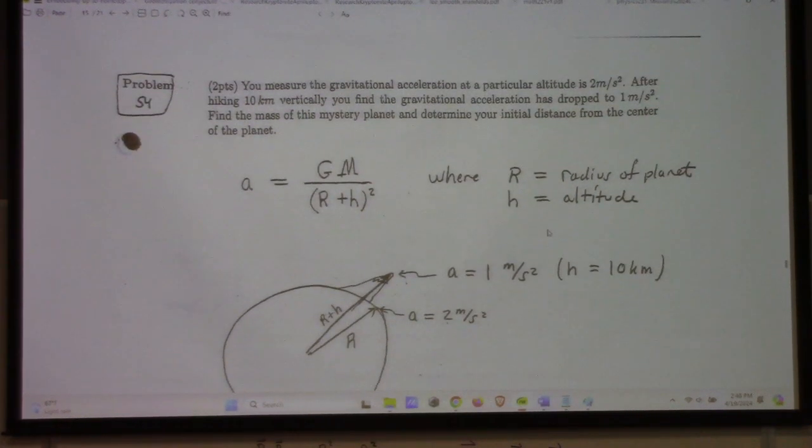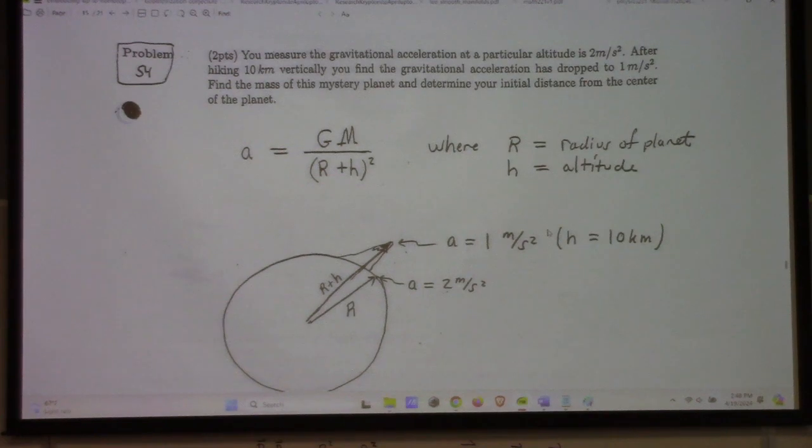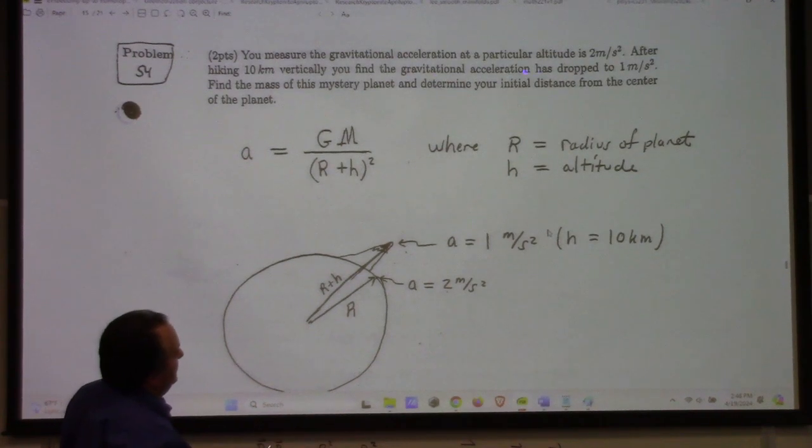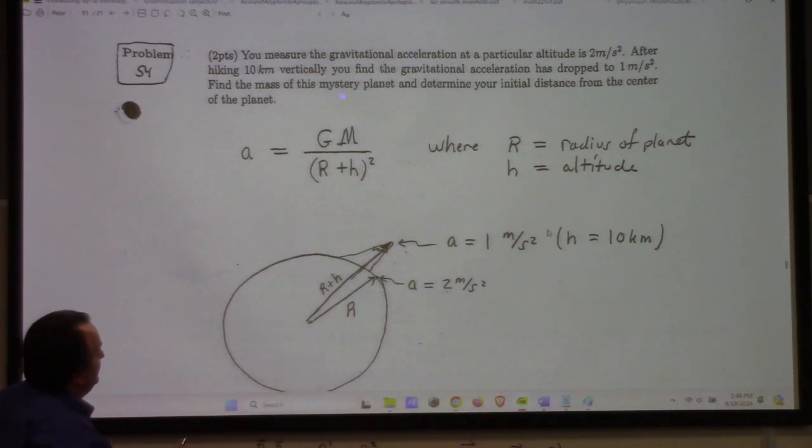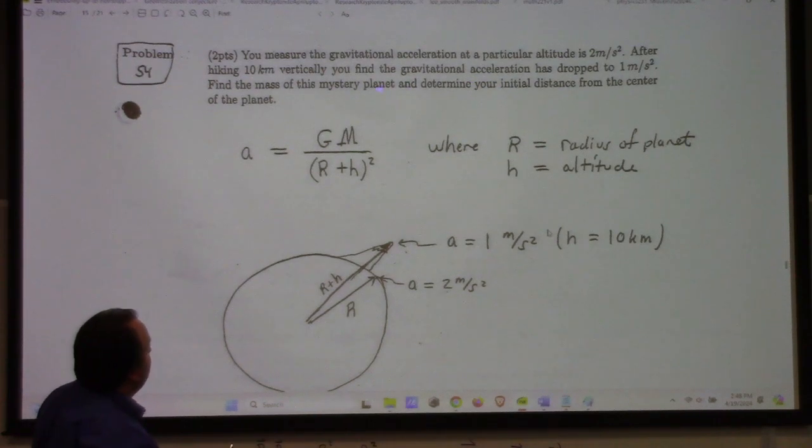This one here's pain, but once you understand what you're doing, it's not too bad. So you measure the gravitational acceleration at a particular altitude: 2 meters per second squared. After hiking 10 kilometers vertically, you find the gravitational acceleration has dropped to 1 meter per second squared. Find the mass of the mystery planet and determine your initial distance from the center of the planet.